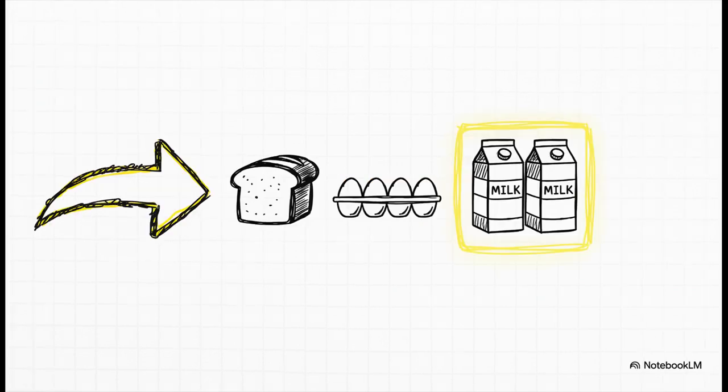Okay, now for step 1 of our plan, the setup. We run the sort command on our file. And look at that! The output is now perfectly alphabetized. Bread, eggs, and, most importantly, our two milk entries are now sitting right next to each other. They're adjacent. We've basically set the perfect trap for uniq to walk right into.